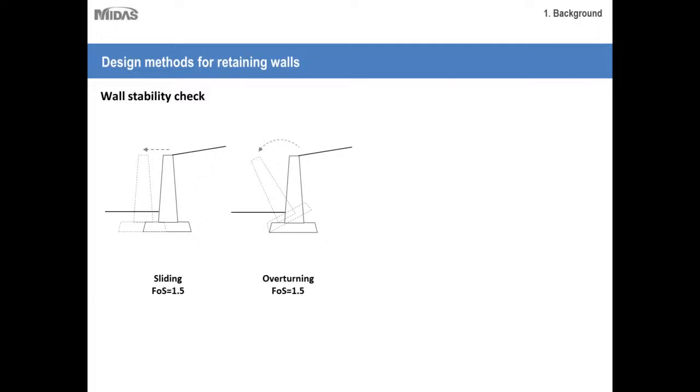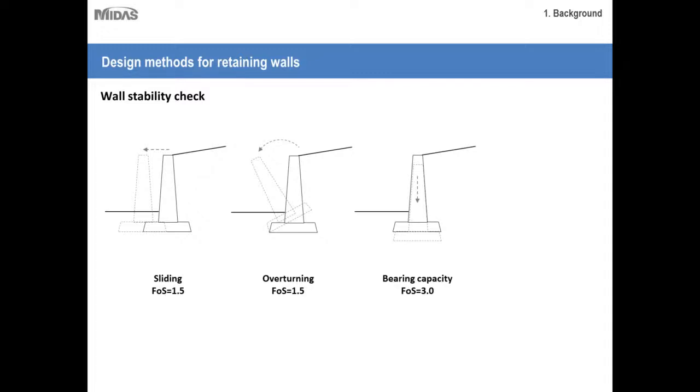Then we have the overturning check. Now again, the formula for the overturning check is pretty simple and straightforward. If the resisting overturning moments divided by the driving overturning moments give a ratio of 1.5 or more, we consider the wall to be stable.